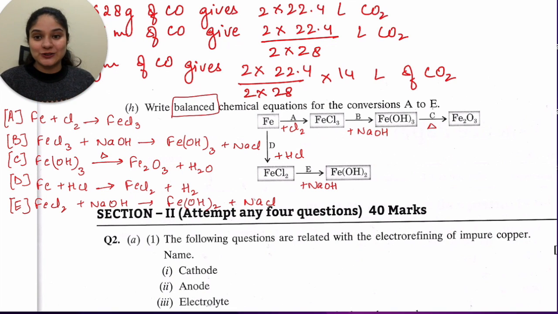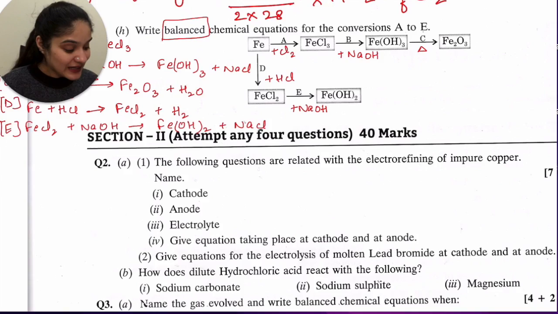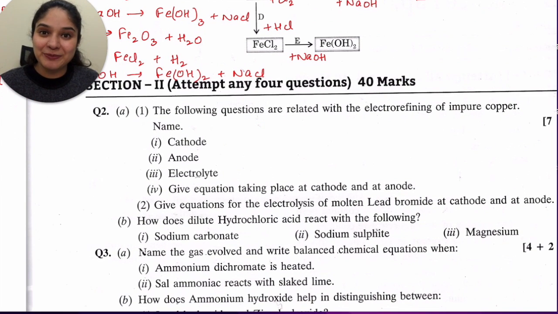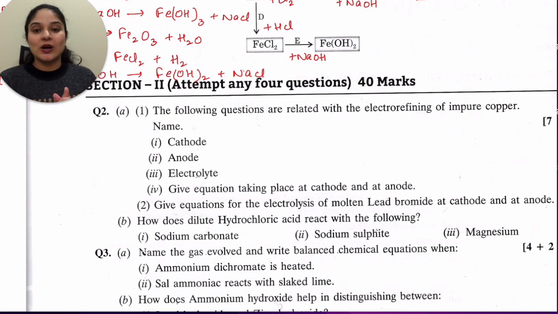Now let's move on to section 2. As I have already mentioned in the beginning, in section 2 you only have to attempt 4 questions out of 6. So you have a choice to leave out 2 questions. But in this session we will be covering all the questions. So let's begin with question number 2.